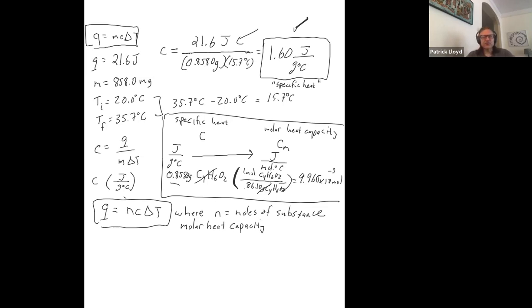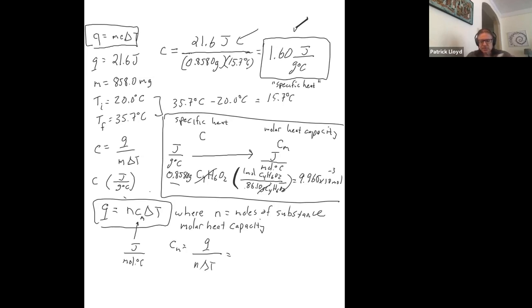Okay, so see, the only difference is instead of using grams, we're using moles. But the result of that is that, I'm sorry, so this is C sub M. The result of that is that this will now be in the units of joules per mole degree C. Okay, that's the difference right there. That's the molar heat capacity, C sub M, which is, you know, what I said it would be before. Okay, so now C sub M is just Q over N delta T.